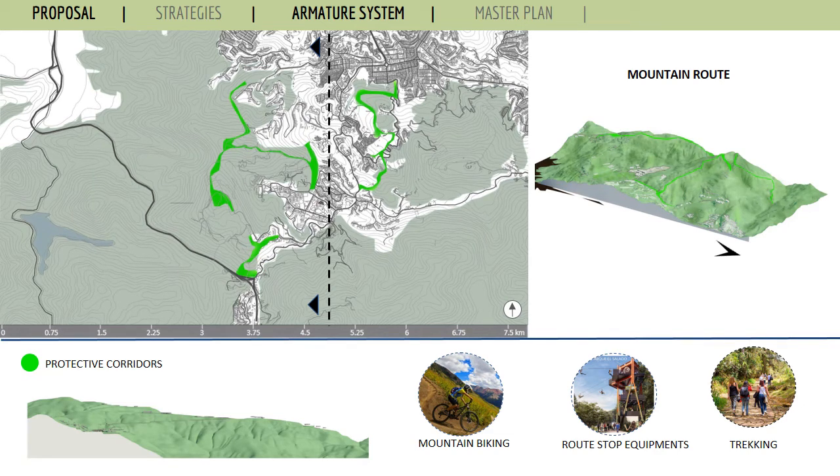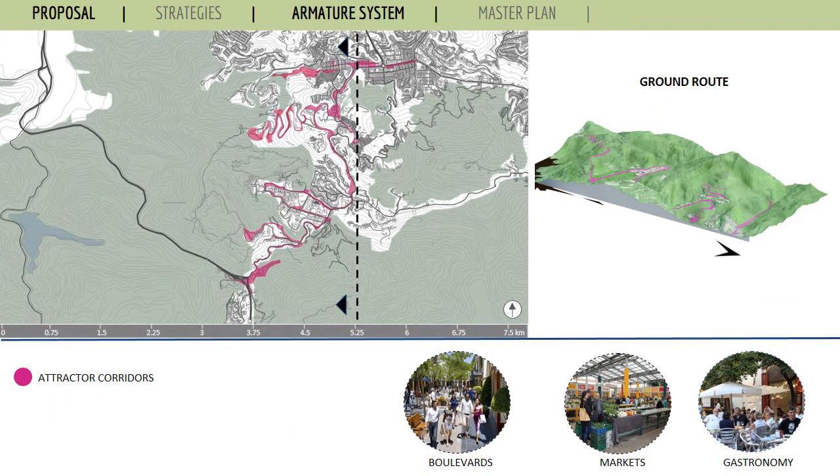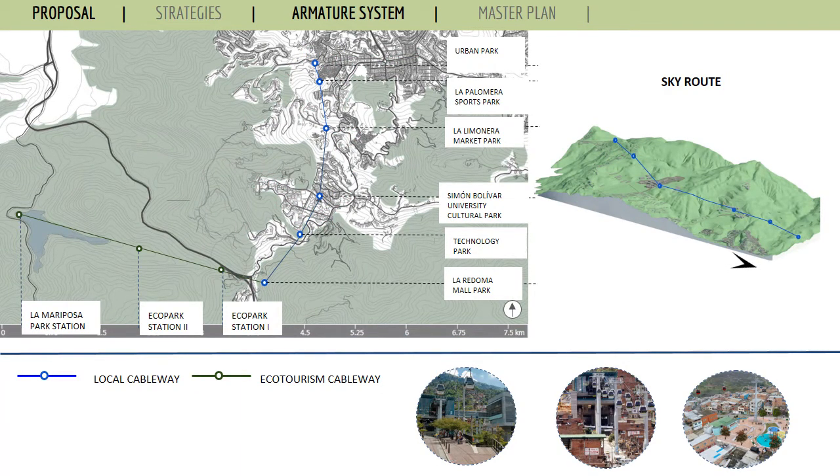As protected corridors, we have our mountain road, which is made up of trekking and biking roads, as well as equipment to make some strategic stops with the best views of Baruta. As attractor corridors, we have the ground road, which goes over Baruta's urban access, creating pedestrian solutions and encounter spaces for the communities. Then we have the Sky Road. It is made up of two cableway roads in order to travel Baruta in a different and more attractive way.